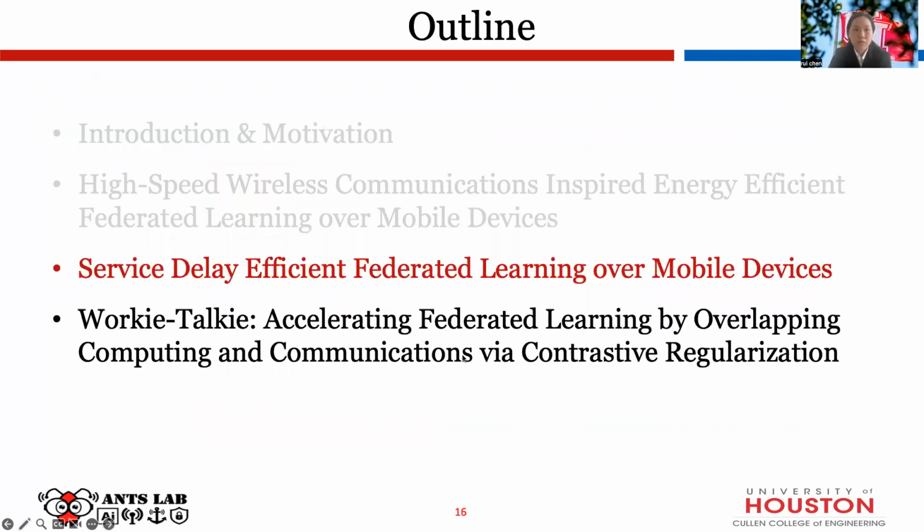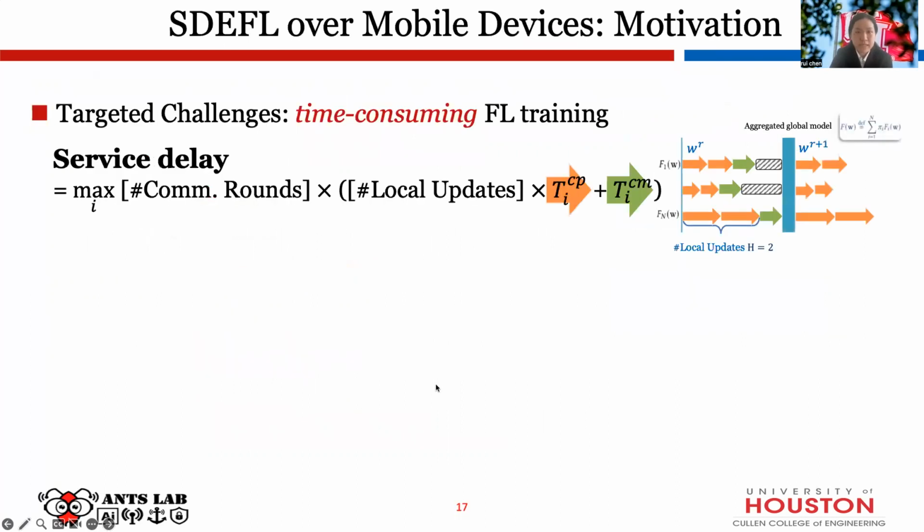And next, I will introduce the second work, which is service-delay-efficient federated learning over mobile devices. In this work, we target reducing the training delay of federated learning over mobile devices. The service delay is determined by the straggler users in the system, where specifically for each round, the computing delay includes the local training for multiple iterations, and the communication delay is for the model updates.